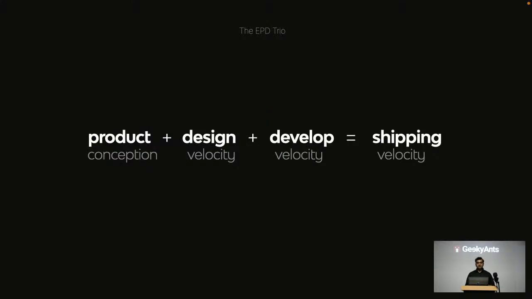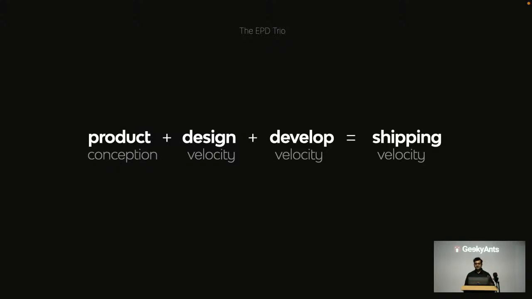Now, if you are working on a classic digital product, you will have three functions, the EPD trio: engineering, product, and design. Of course, there will be other domain experts depending on what product you work on, but for the sake of simplicity, let's just focus on these three. So you have product managers, designers, and developers. There's the time it takes to conceive the product, where the product managers come with ideas and brainstorming, the time it takes to design the product, and the time the developers take to develop it.